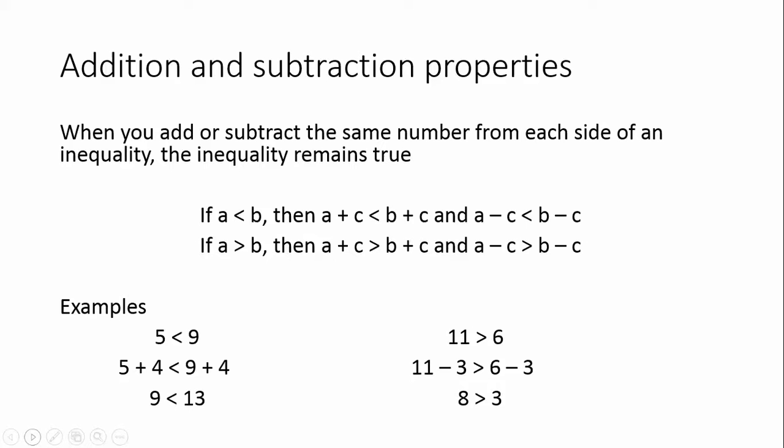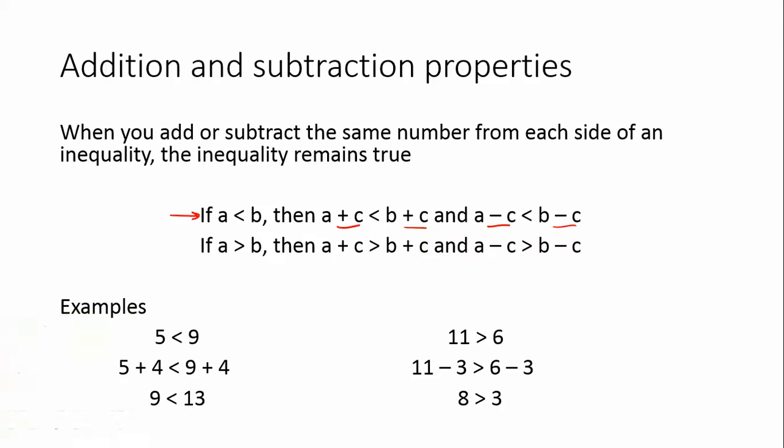So there are several different pieces we're going to talk about. We're going to start with addition and subtraction though, because those are probably the two easiest. But make sure you write this down in your notes. When you add or subtract the same number from each side of an inequality, it will remain true. So for example here, this first if-then statement says that if A is less than B, and then you add C to both sides, the inequality remains true. Also, if you subtract C from both sides, the inequality will remain true.